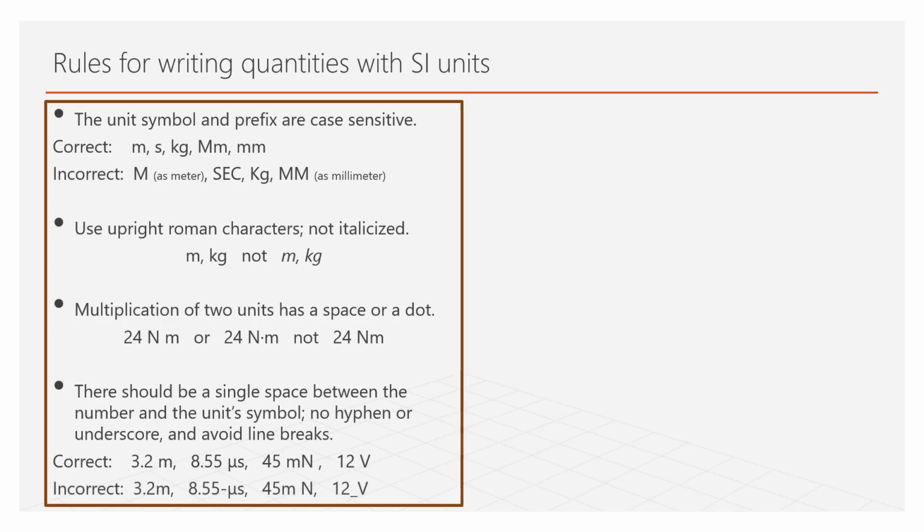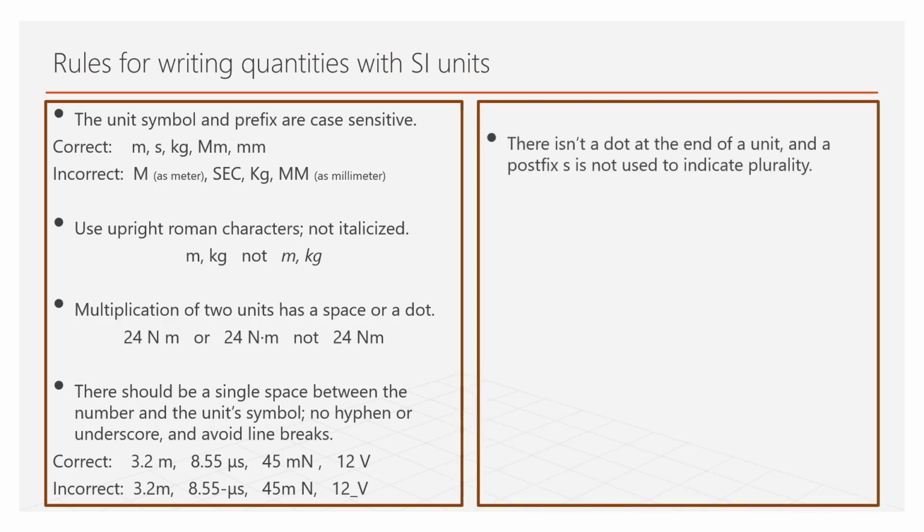In the first one, there is no space between the number and the unit. In the second one, the space has been replaced with a hyphen. And the third one, a space is placed in the incorrect location. And in the fourth one, the space has been replaced with an underscore.